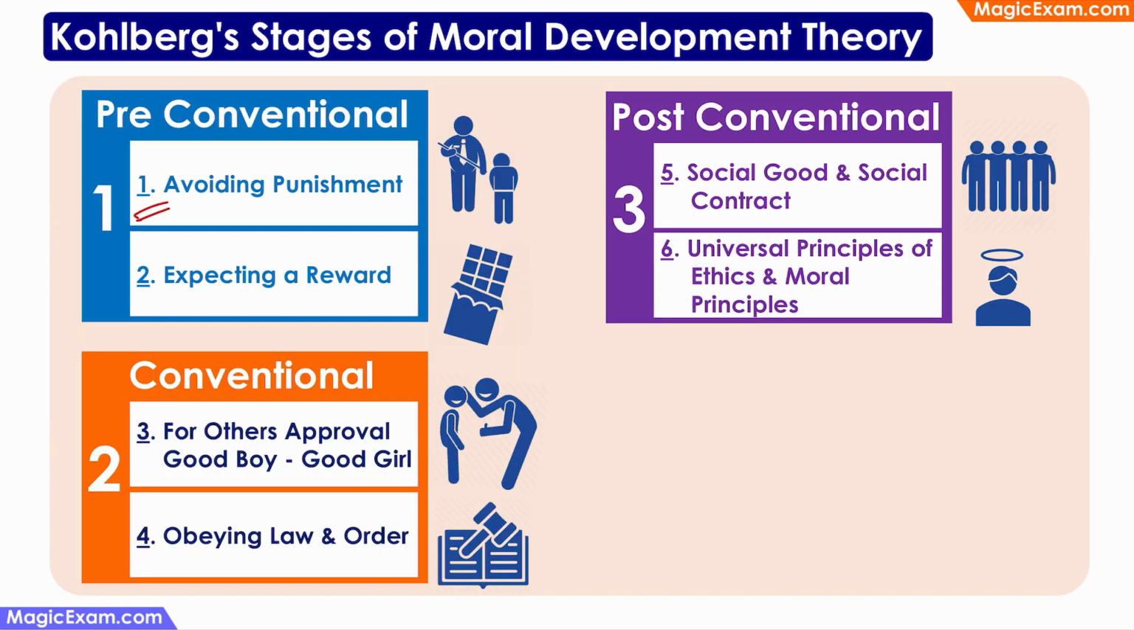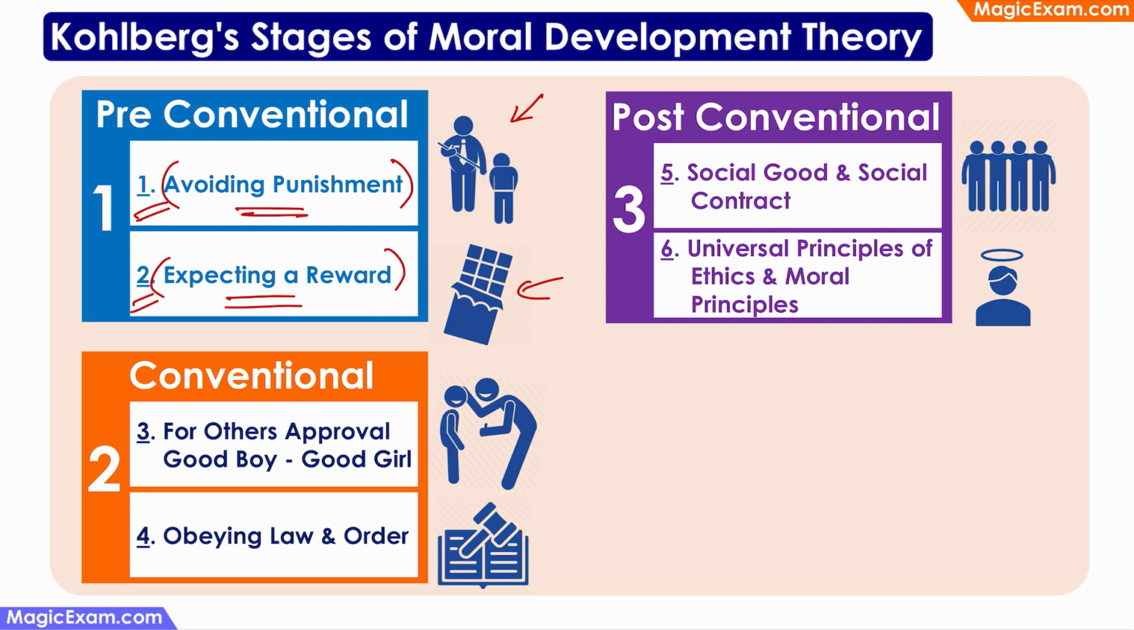In stage 1, children are taking moral decisions on the basis of avoiding punishment, because they know that if they do the wrong thing, then they will get punished by their parents or teachers. Therefore, they are just trying to avoid punishment when they are taking a moral decision. In stage 2, children are now expecting a reward. If they do the right thing, they are expecting that somebody will reward them. For example, if they clean up their room, then they are expecting that their parents might give them a reward, maybe a chocolate. Or if they help somebody, then they might be expecting an ice cream or some such reward.